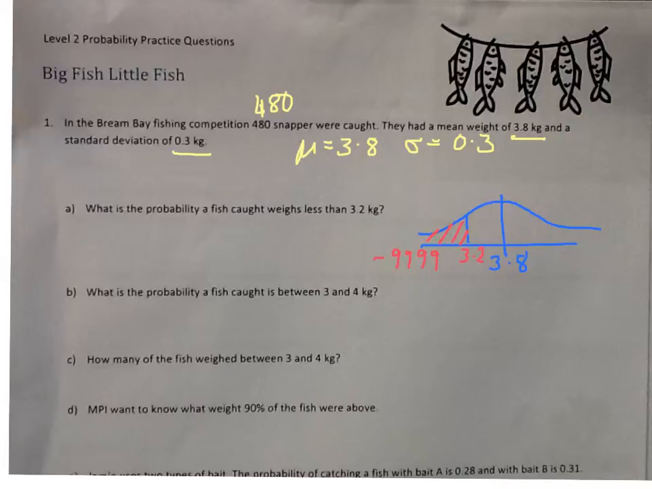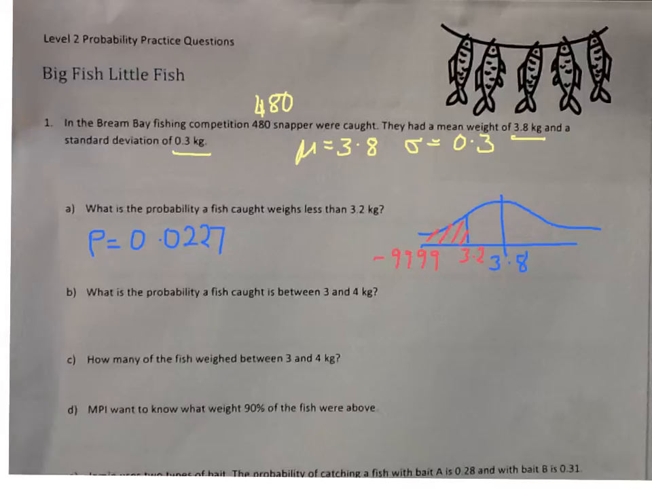My lower is negative 9999, execute. Upper is 3.2, execute. Standard deviation of 0.3 and 3.8 is my mean, execute. And so the probability equals 0.0227, or I could say 2.27%.